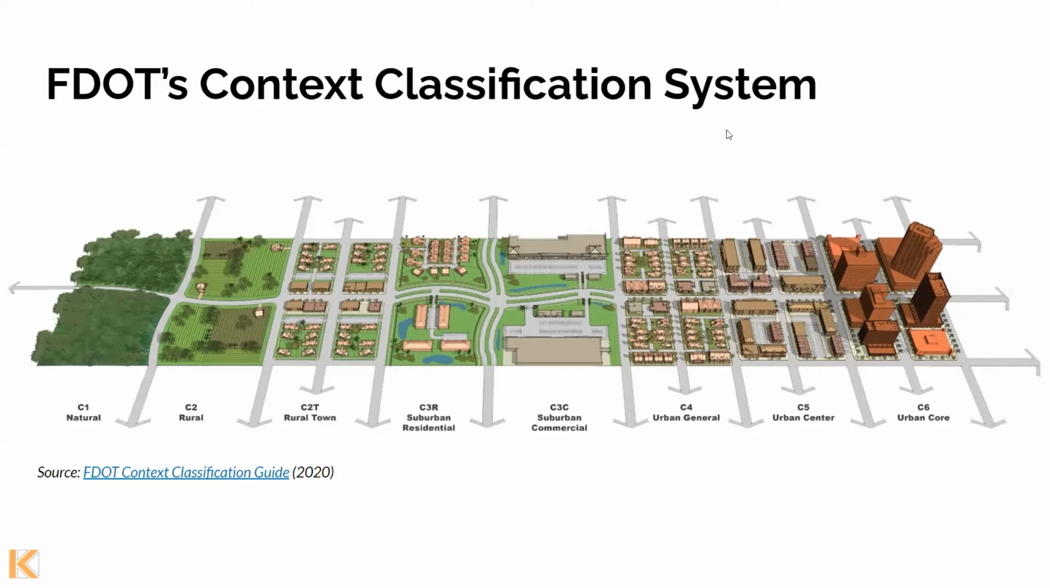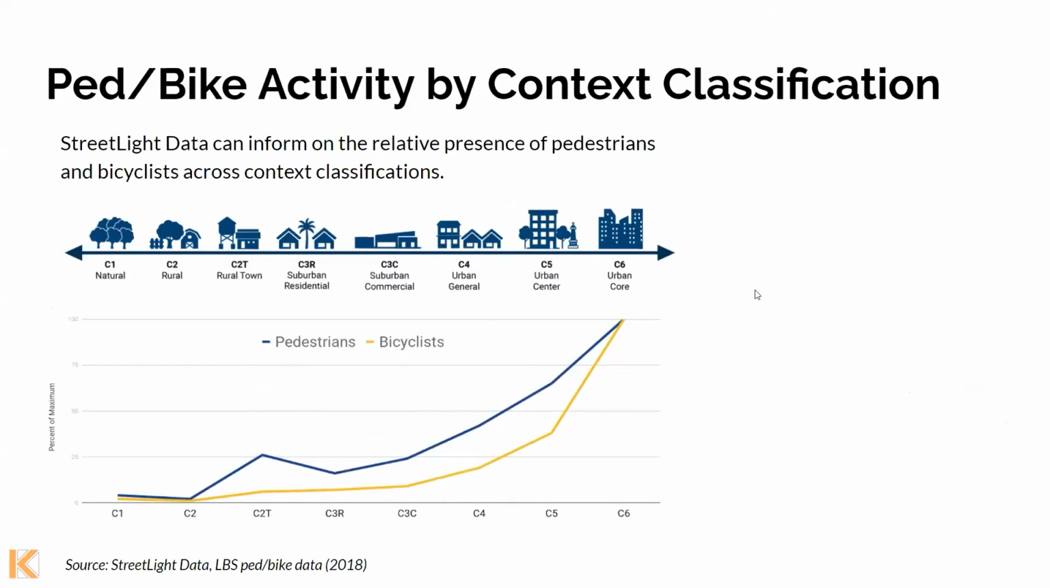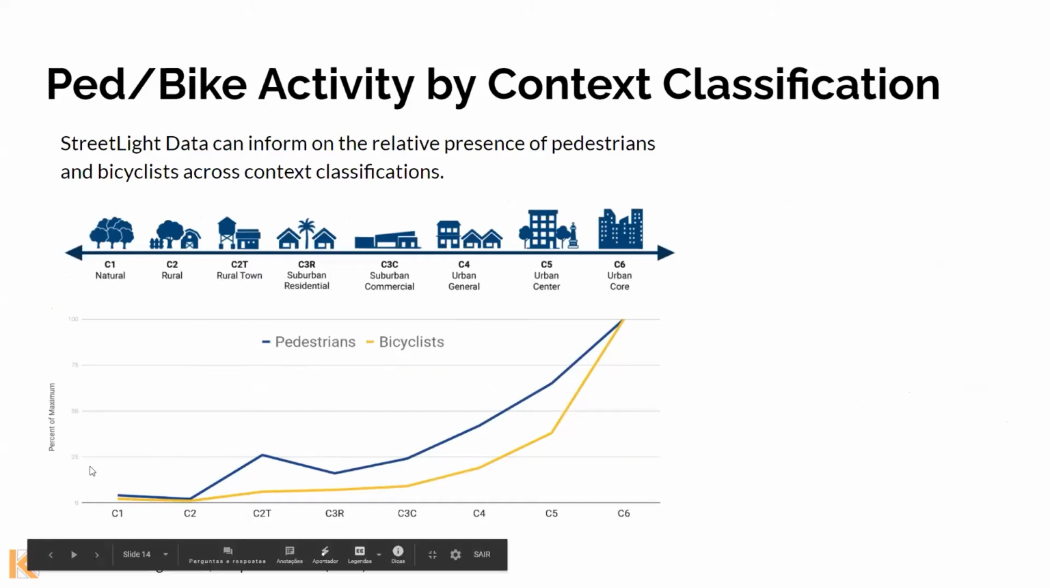But without StreetLight data, we wouldn't really be able to quantify that because it's just impossible to count peds and bicyclists along every road in Florida. So we ended up doing something like this, where we joined our context classification layer with the pedestrian and bicycle activity estimates from StreetLight, and we're able to normalize and create a chart showing how pedestrian and bicycle activity does indeed go up as you get to the more dense context classifications.